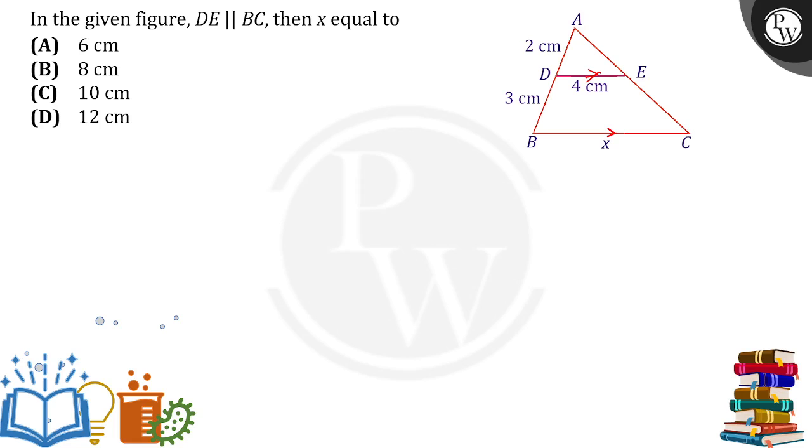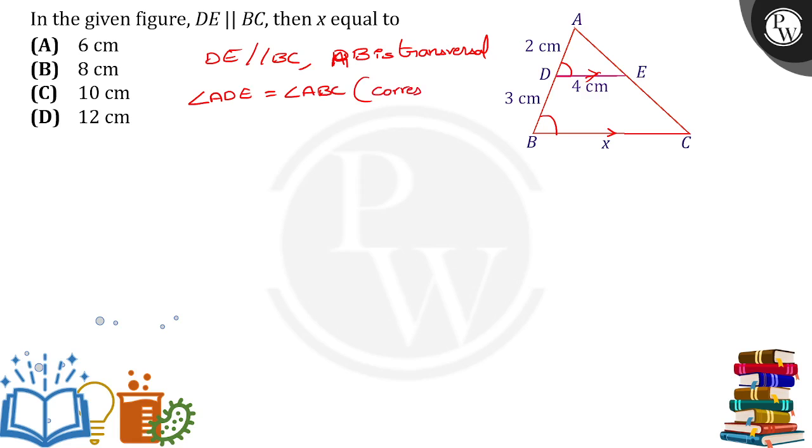here, if DE is a line parallel to BC, and I am taking AB as the transversal, what will happen then? These two angles will be equal. So I can say angle ADE is equal to angle ABC because they both are corresponding angles.